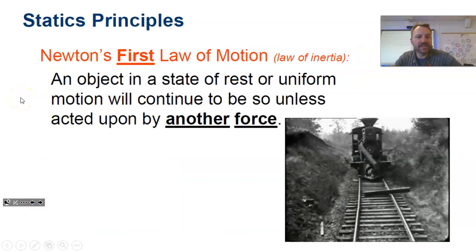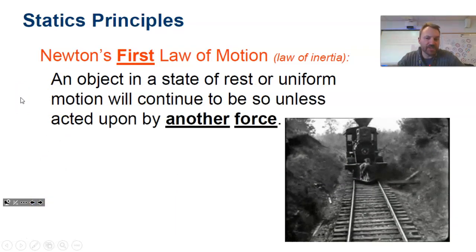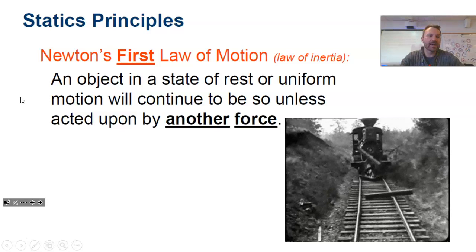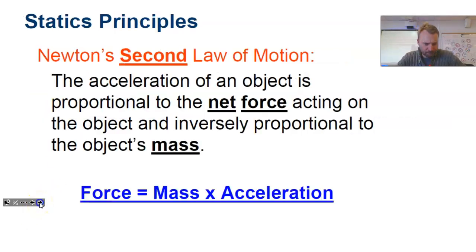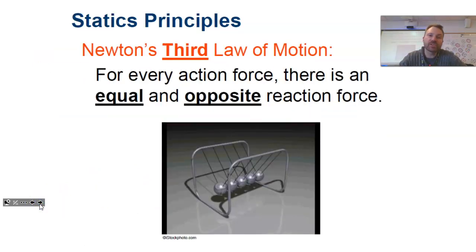Newton's first law says that objects in motion stay in motion, objects at rest stay at rest, unless acted upon by another force. Newton's second law, back from physics, says that F equals ma: a force on an object is equal to the mass times the acceleration of the object. In other words, if you've got a really big mass, it's hard to accelerate you. If you've got a really small mass, it's easy to accelerate you. Newton's third law says that for every action, there's an equal and opposite reaction force.